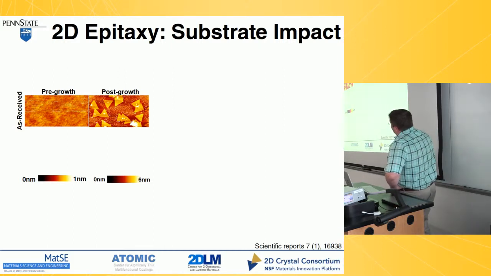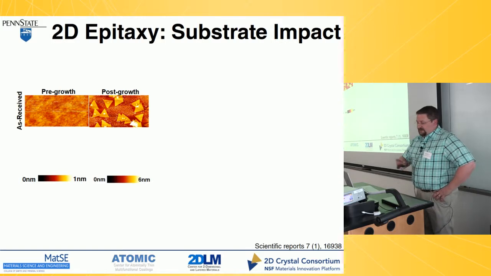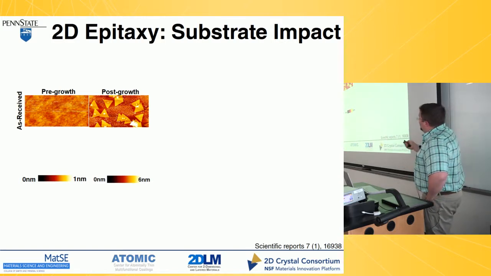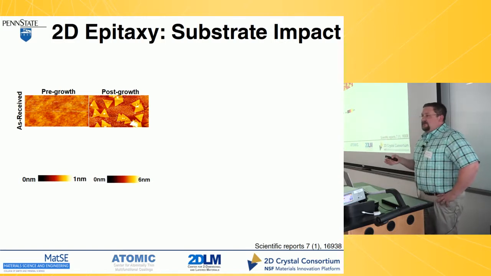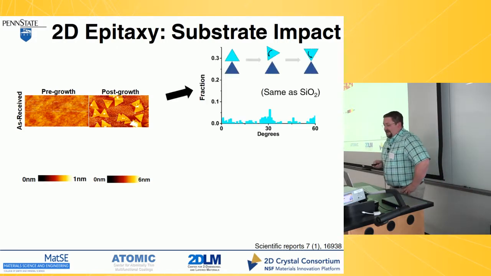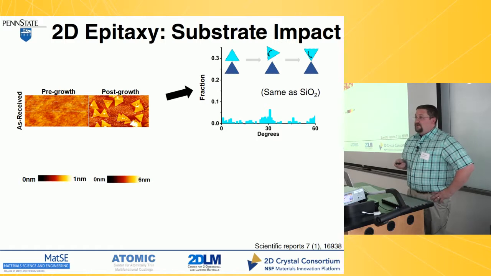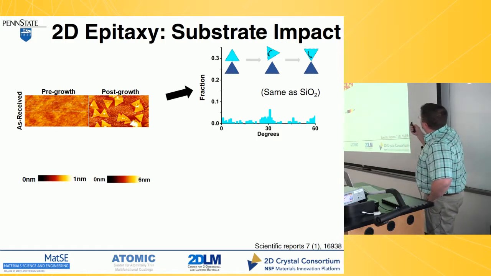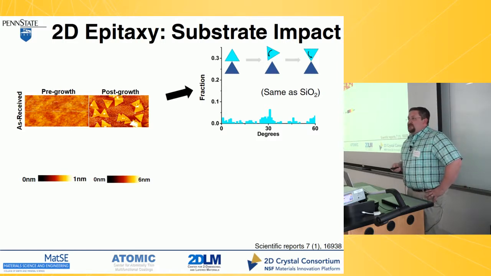Here's our as-received sapphire pre-growth, so AFM, beautifully smooth. We grow on it, we go, okay, well, what's all this hubbub about epitaxy? It doesn't look like any of these are oriented. And in fact, we go through several hundred of these domains, and we see that there's no real preference to orientation of one with respect to the other. They're just all over the place.